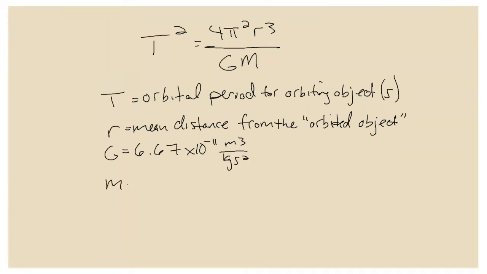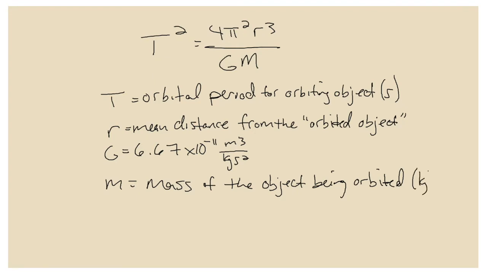And m here is going to be the mass of the object being orbited, which of course is going to be measured in kilograms, where the mean distance is going to be measured in meters. And so the basic idea here is that we can solve this equation if we take this r cubed and move it across the equal sign into the denominator, we would have t squared.